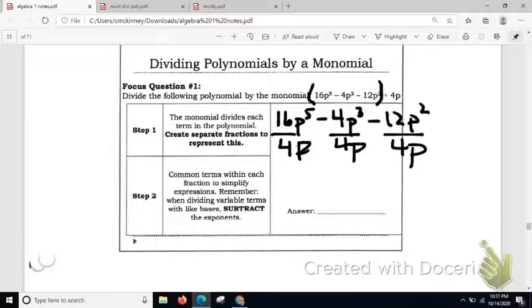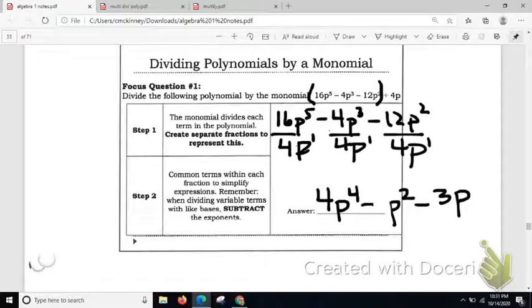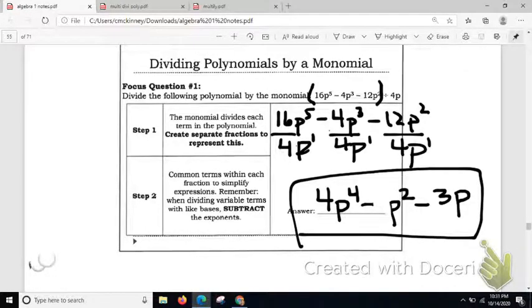So 16 divided by 4 is 4, and this p on the bottom, remember, he counts as 1 as far as his exponent. So 5 take away 1, this is p to the 4th. 4 divided by 4 is 1, and in fact it's a negative 1. And then 3 take away 1, this would be p to the 2nd. And as we've talked about before, it would be typical that we would not write that 1. It's okay if you do, but just know you wouldn't usually see it. Negative 12 divided by 4 is negative 3. And then second power, take away first power, would just be p. And there it is, done. So it's just like 3 small division problems wrapped up into one.